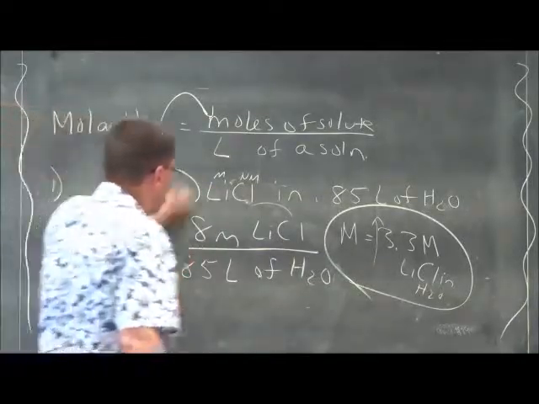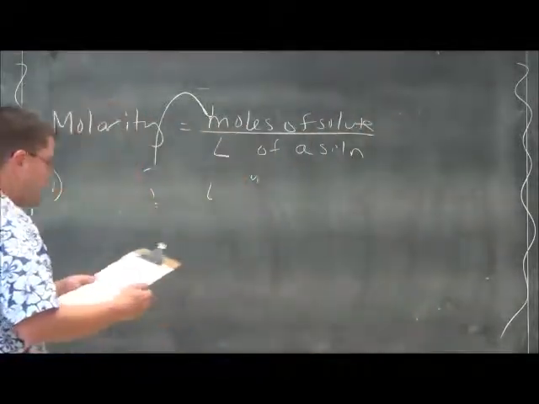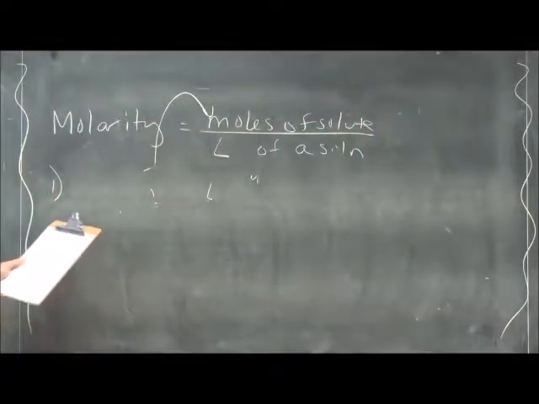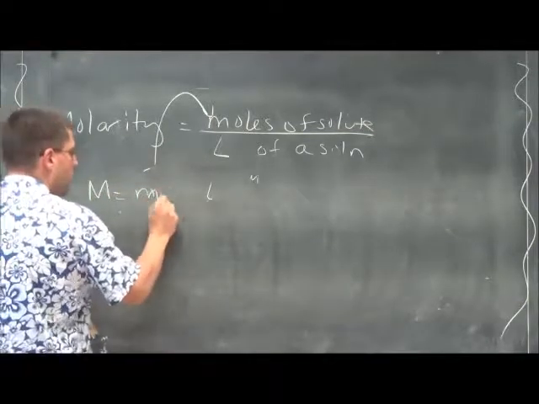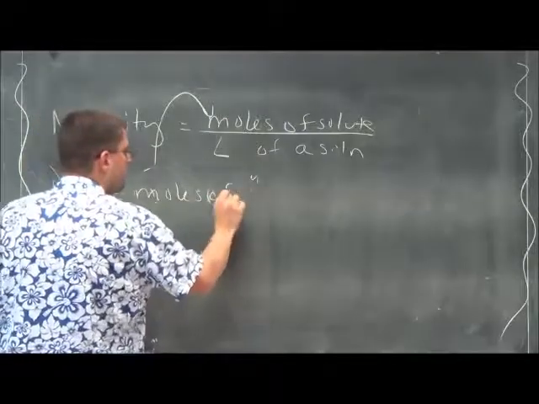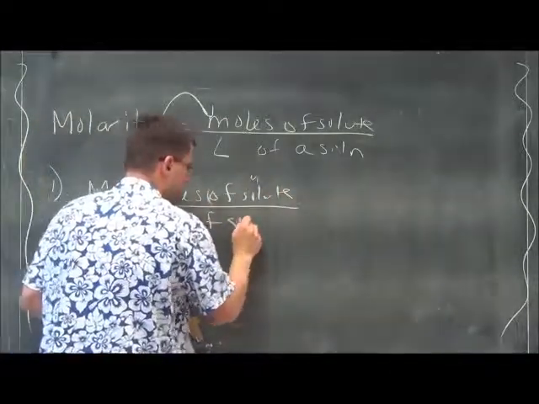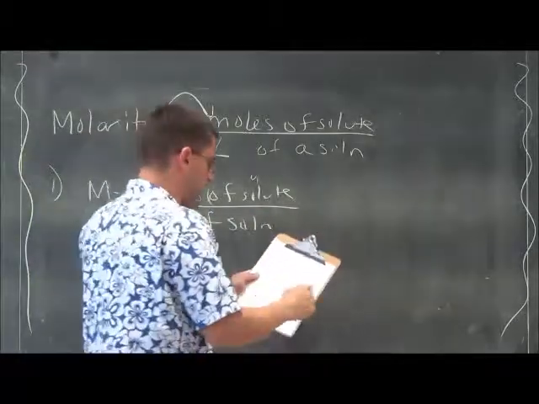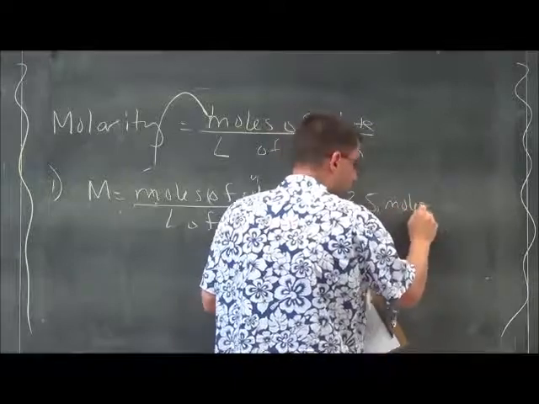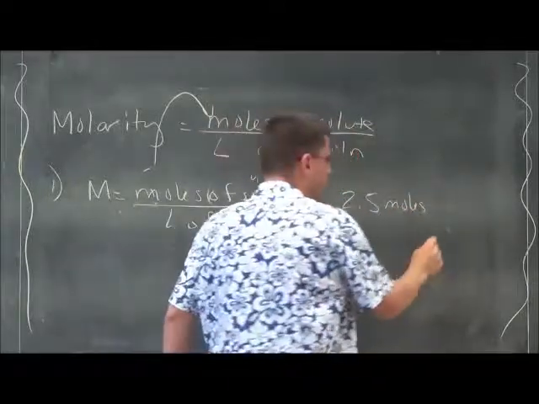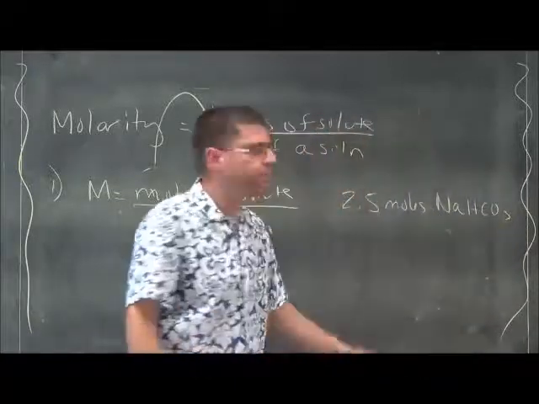Okay? Here we go. Number 2. Again, simple. Find the molarity of 2.5 moles of sodium bicarbonate and 2.9 liters of water. So again, molarity equals moles of solute over liters of solution. Okay, so we got moles of solute. I've got 2.5 moles of sodium bicarbonate, NaHCO3.